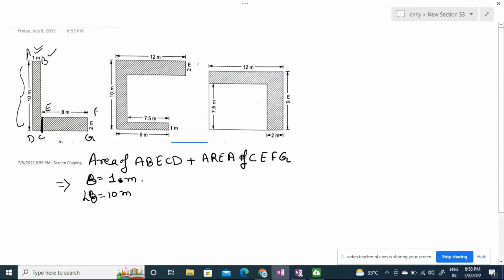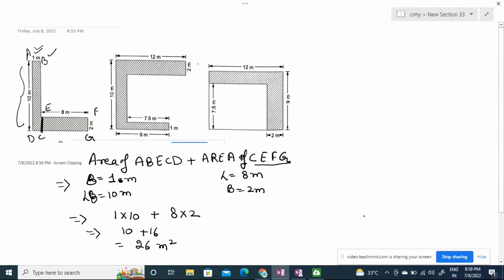Now for CEFG, what is the length? 8 meter. CEFG is 8 meter by 2 meter, and the breadth is 2 meter. So now we simply multiply, because the formula for the area is length into breadth, and here we write 8 into 2. So it becomes 10 plus 16, which is equal to 26. Total area equals 26 m squared.